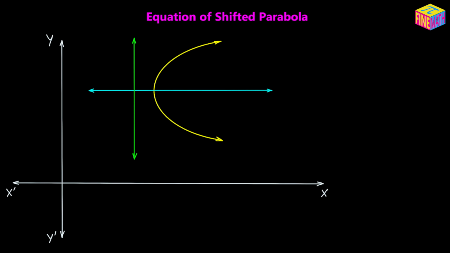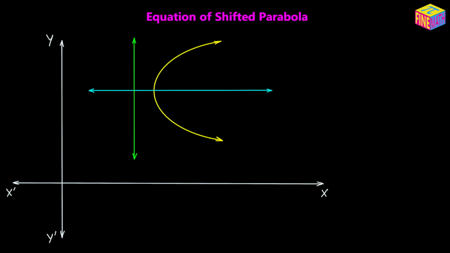First, let me draw a diagram. Let's suppose we have a parabola which looks like a standard parabola, however the vertex is not at the origin, it has been shifted to somewhere in the first quadrant, for example. Please make a note that the axis is still parallel to the x-axis. So if a standard parabola is shifted like this, then what would be the equation of this parabola? That's exactly what we are going to derive in this video.